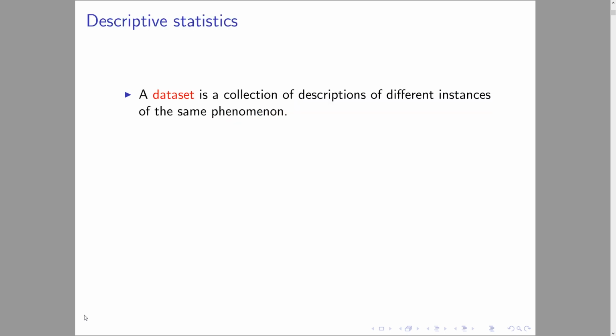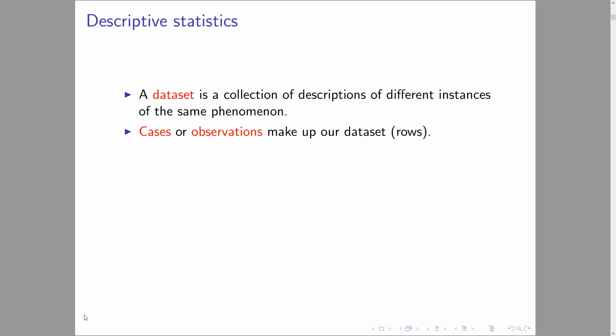So to start off, we're going to be talking about descriptive statistics. Now, it's basically just how we describe data. So some terminology to start off with. A data set is just a collection of descriptions of different instances of the same phenomenon. So it's basically just a collection of data points effectively, things that we're trying to measure, different attributes of what we're trying to measure, and we've got different cases for them. Cases or observations make up the data set.